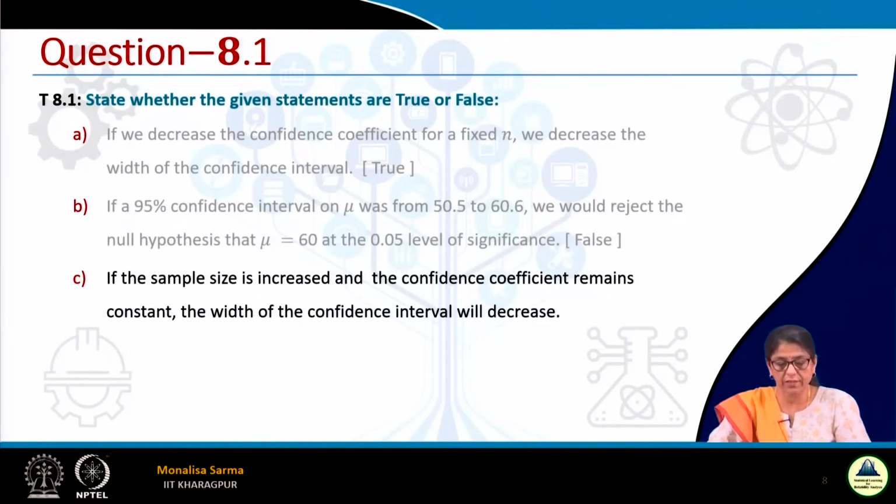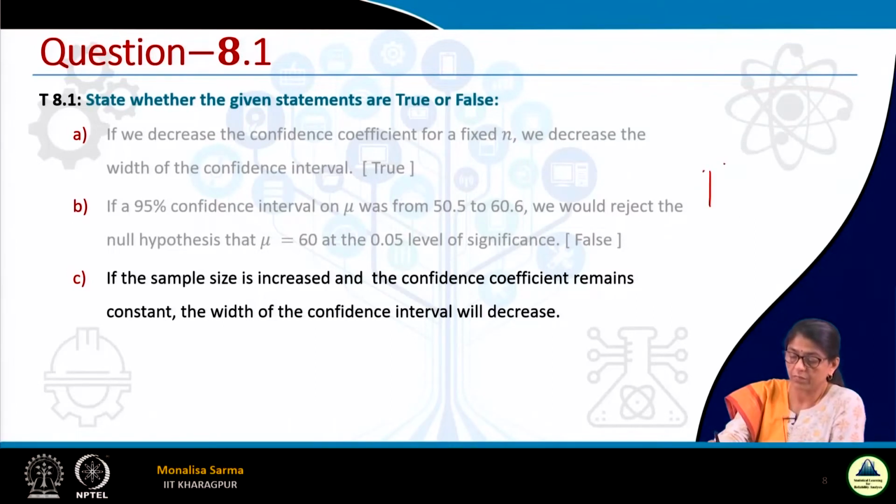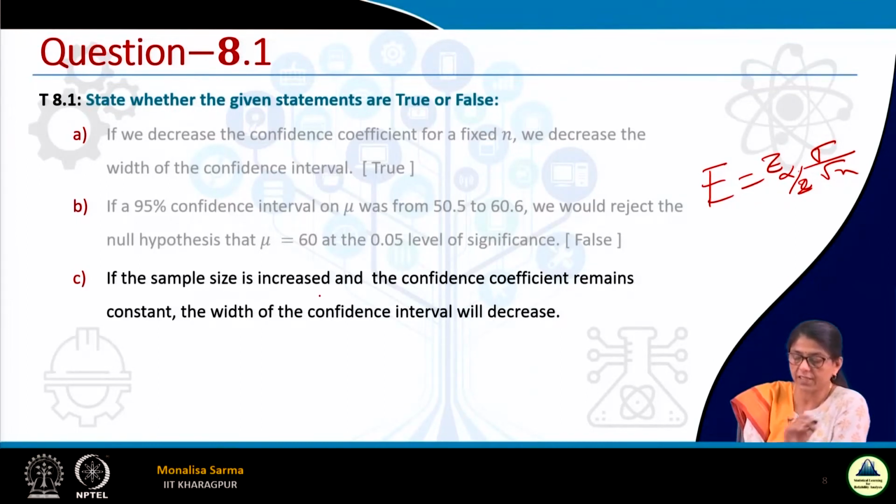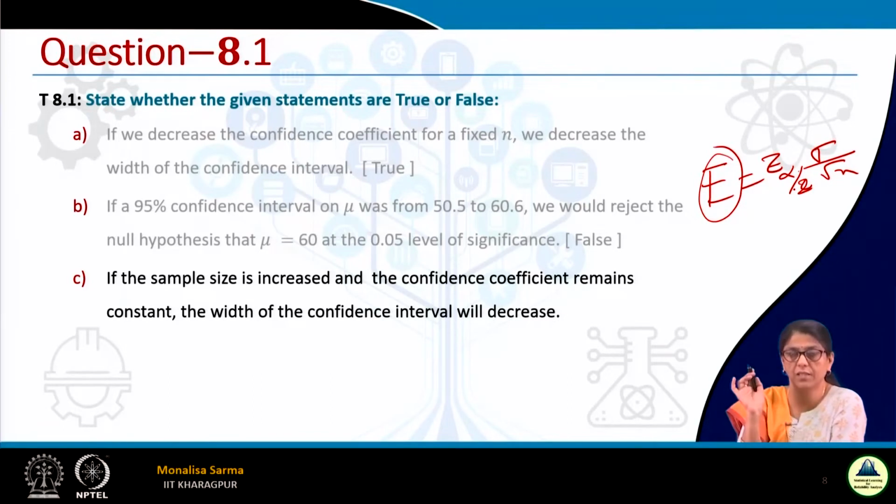Next: if the sample size is increased and the confidence coefficient remains constant, the width of the confidence interval will decrease. Again, what is my E? E is equal to Z alpha by 2 sigma by root n. Root n is in the denominator. If the denominator is bigger, our value becomes smaller. So if I increase the sample size, my E will decrease, which means the width will decrease. The confidence coefficient remains constant, meaning alpha remains the same, but I am increasing the sample size. The width of the confidence interval will decrease.